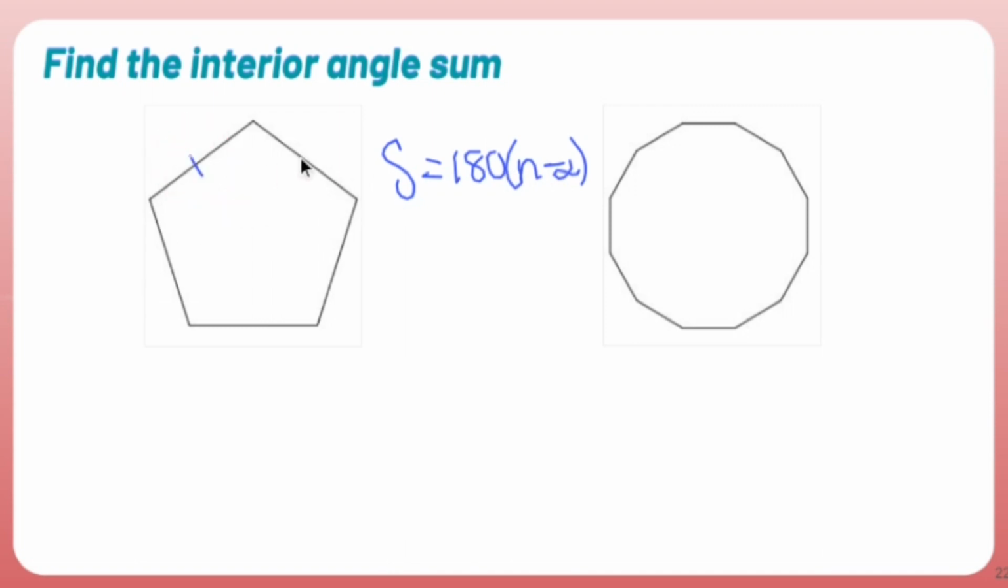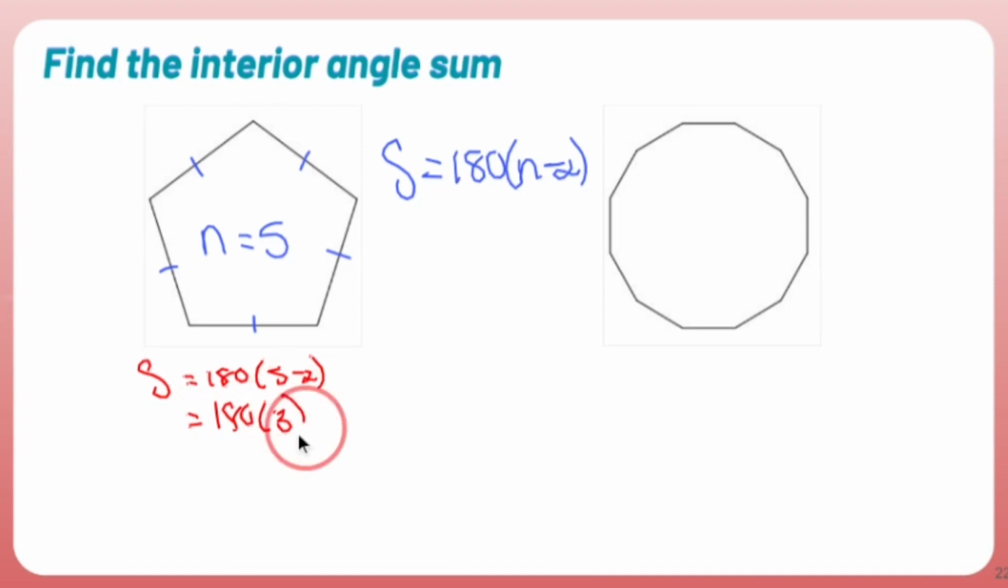So you are 1, 2, 3, 4, 5 sides. So N is going to be 5. So using the formula for this guy, I have S equals 180 times 5 minus 2. In other words, 180 times 3 is 540. So the angles of a pentagon, which is what I have, add up to 540 degrees.